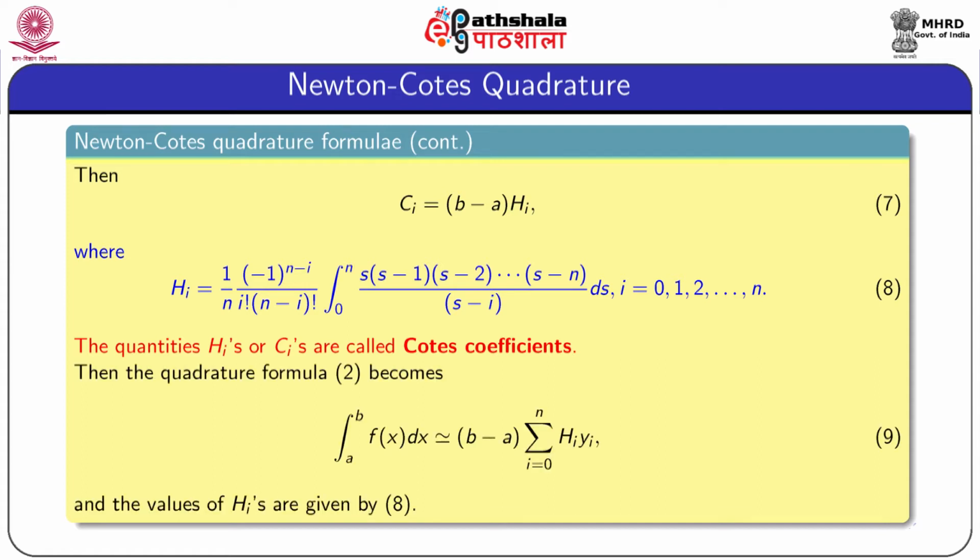Then the quadrature formula 2 becomes integration a to b f(x) dx approximately equal to (b minus a) summation i equal to 0 to n hi yi, where all the hi's are calculated from equation 8. So this is the Newton-Cotes quadrature formula without error.